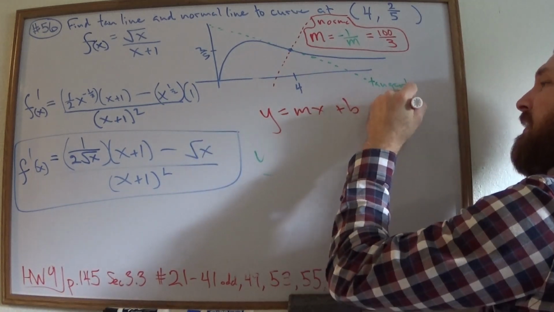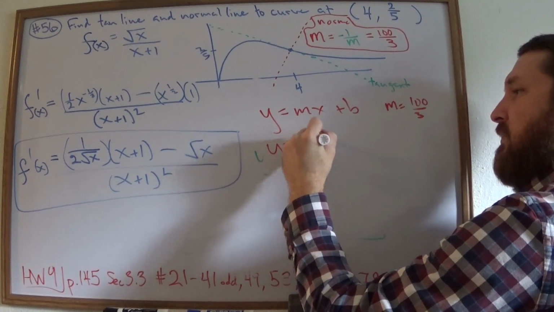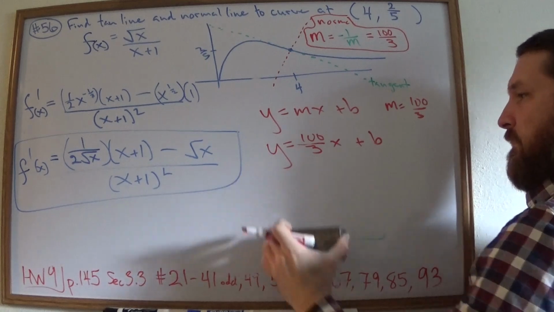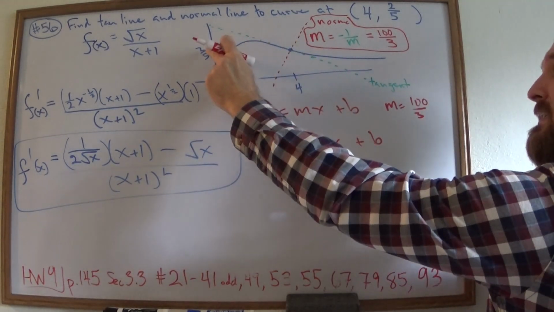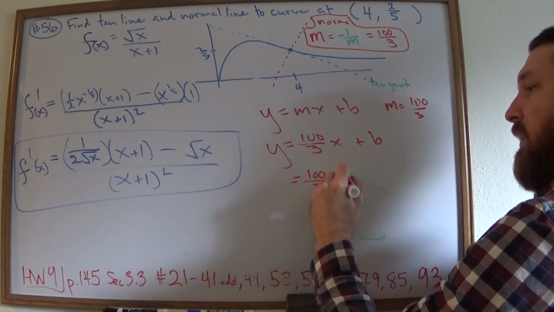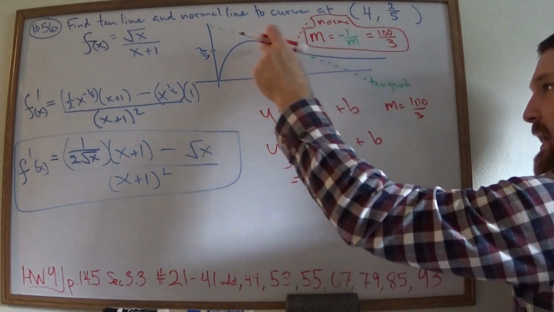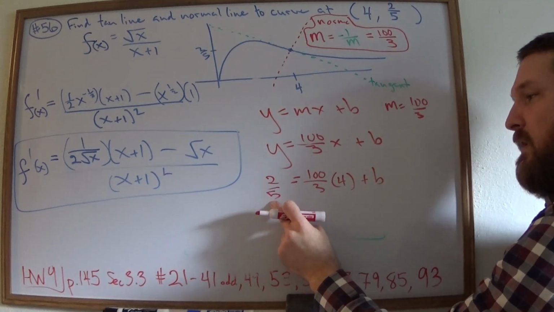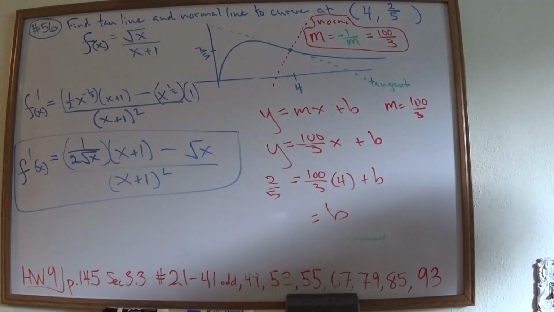We know that m is equal to 100 thirds, so let's plug that in. y equals 100 thirds x plus b. Now what do we do? 2/5 equals, right, because when I plug in a 4, it also has to give me a 2/5. So when I plug in a 4 into this function, out pops a 2/5. Input, output. And so now I do some magic and I get something.